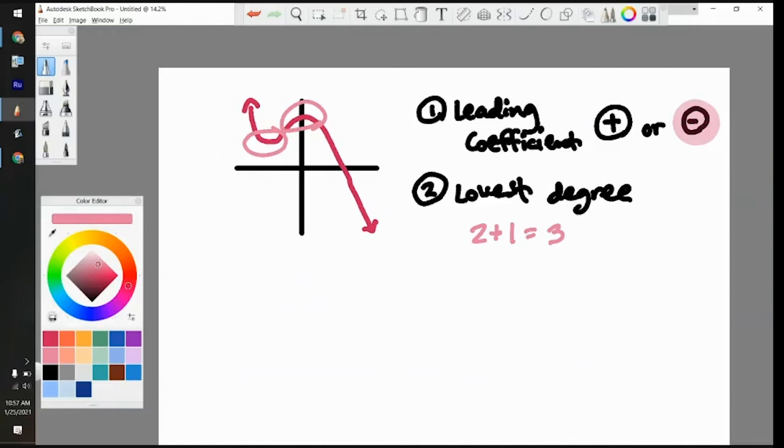Okay. You take however many turning points there are. I'm just going to say turns. Turns plus 1. There's 2 turns. So you add 1 to it, and you get 3. Okay. This is equal to the lowest degree.